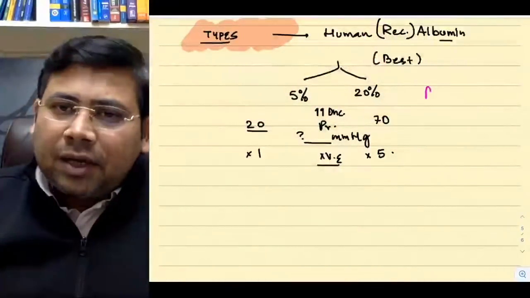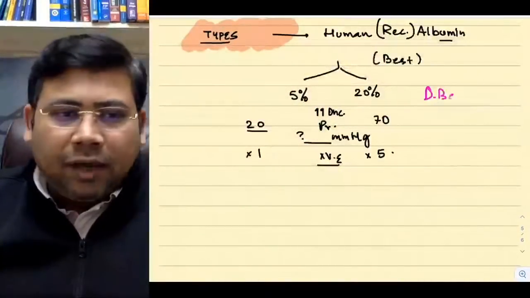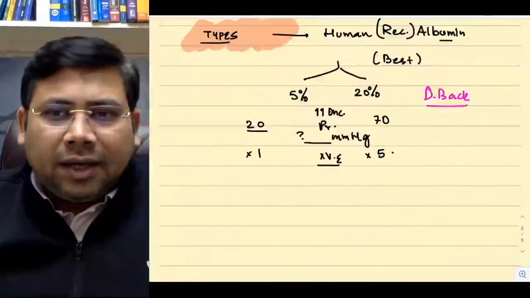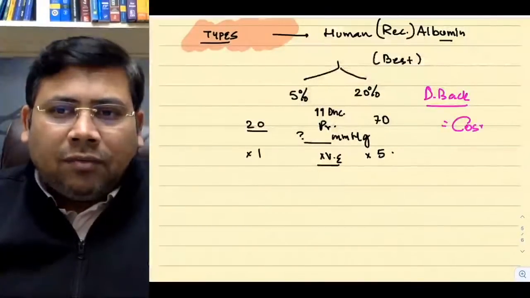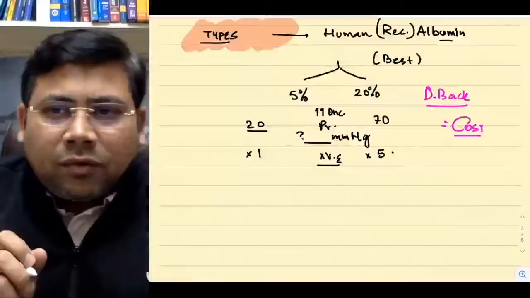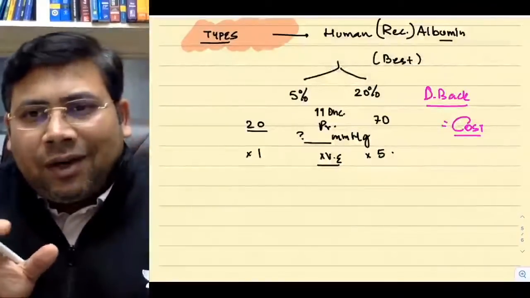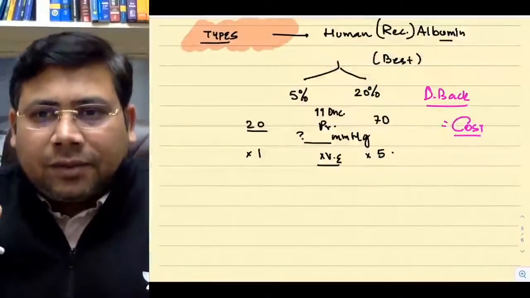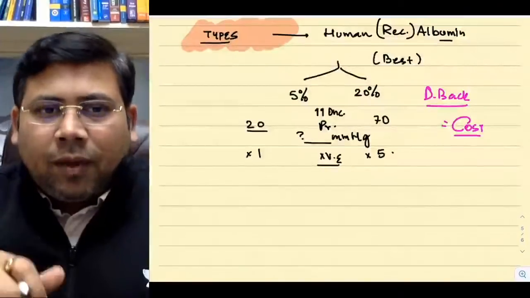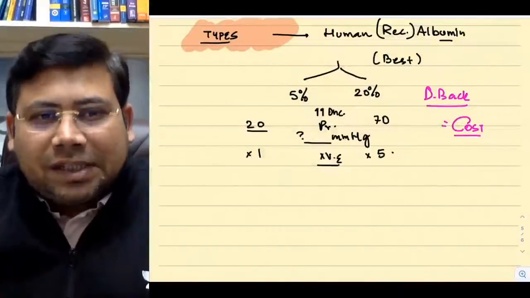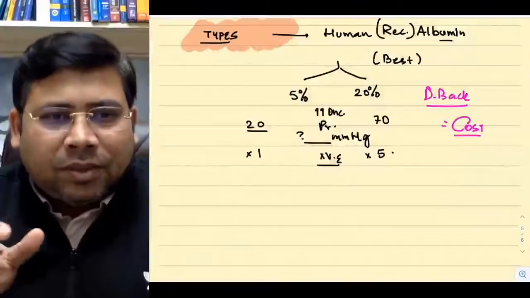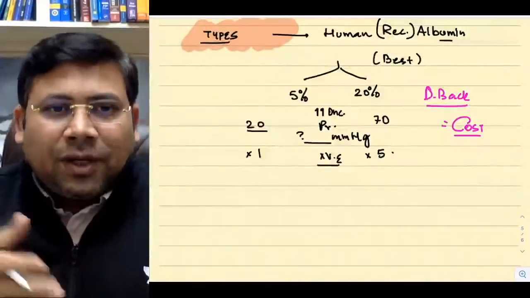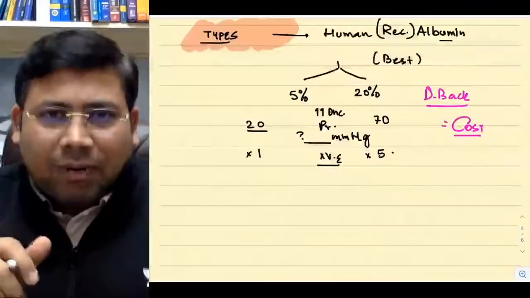The only drawback is, what is the only drawback? Can anyone tell me? Yes, it's the cost. One bottle of albumin costs you around 5700 to 7500. This is the range. If you buy Baxter, it is going to be around 6800. If you buy Reliance, it will be somewhere around 6200. The hospital is even getting it at 5000. So there is not a big margin either.